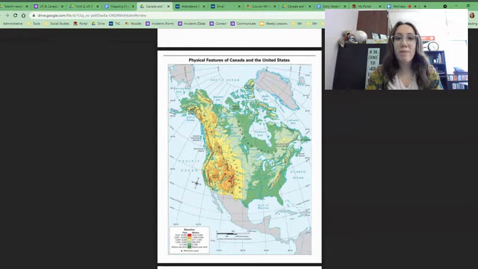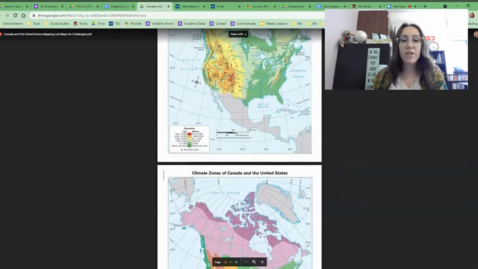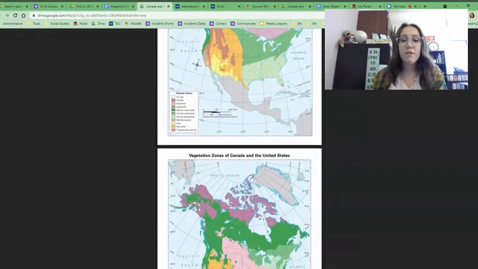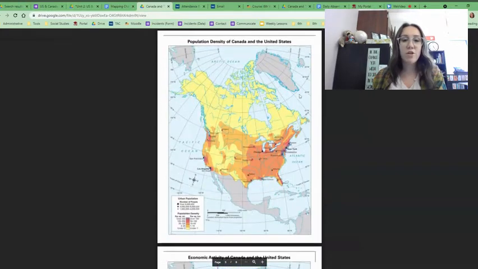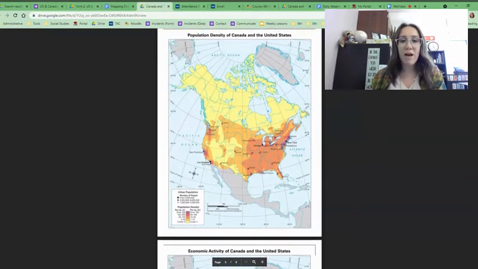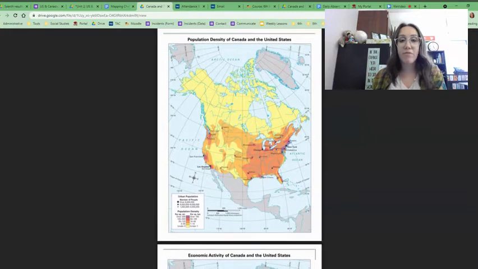These maps are called thematic maps. You might hear the word theme in there, and that's because every map has a theme of its own. So this one is called physical features. This one is climates. You can read the title of these at the top of the page. But what you're going to notice about these maps is that they are all of the same thing.